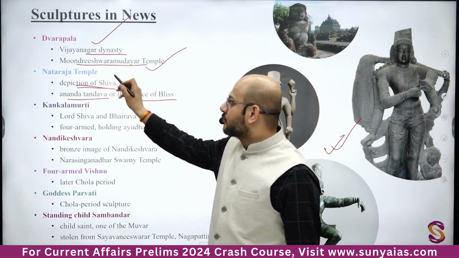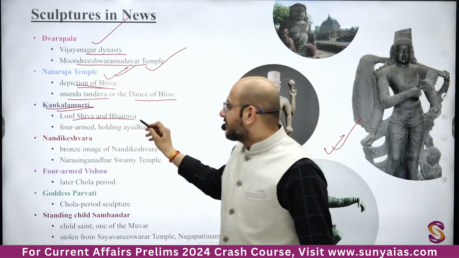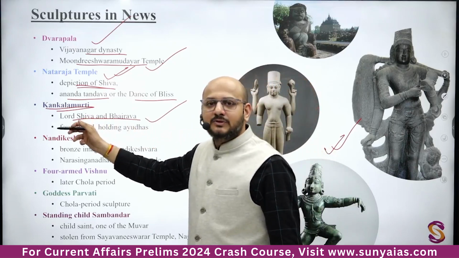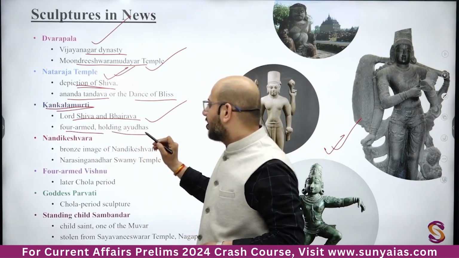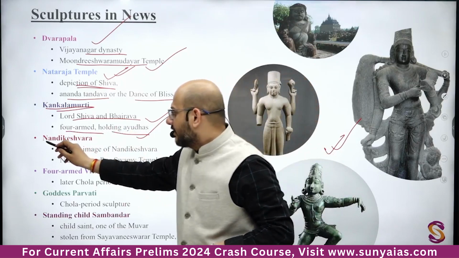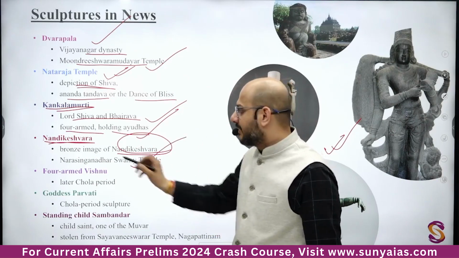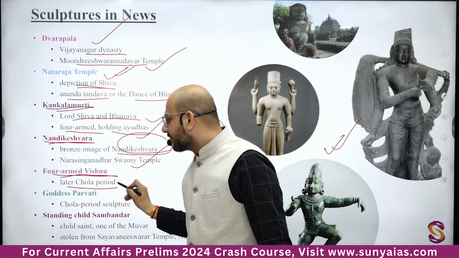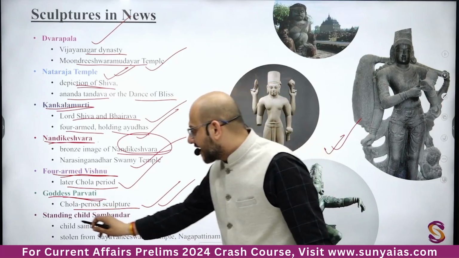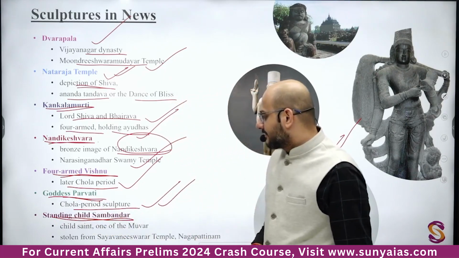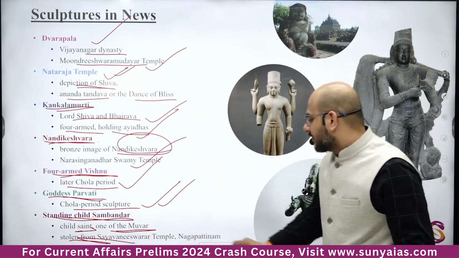In the mains, UPSC has already asked the question related to Nataraja. Kankal Murti, Lord Shiva and Bhairava. Kankal Murti, you understand Bhairava, because Kankal means the bones, skeletons would be there. 4 armed holding Ayudhas for fighting. Nandikeshwar, bronze image of Nandikeshwar. Okay, it was also in a temple, Nandikeshwar image. 4 armed Vishnu, later Chola period it has been found. Goddess Parvati, Chola period sculpture. Standing child Samandar, child saint, one of the movers, stolen from Saneshwar temple, Nagapattinam.